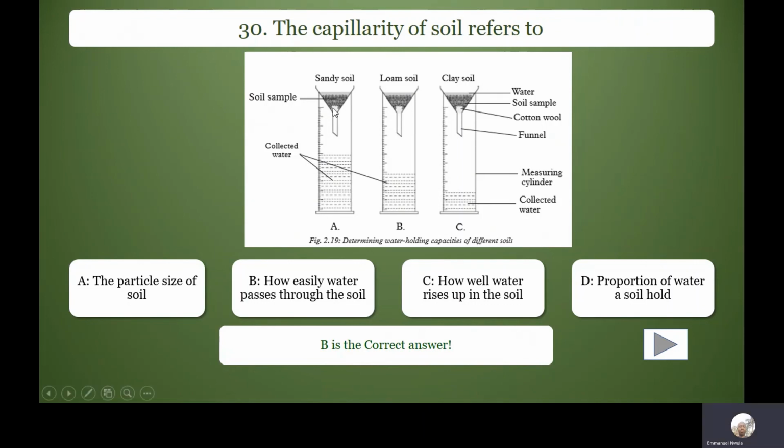If you carry out this experiment where you put a funnel and then you put the different soil samples and then you add water, you discover that water will easily pass through the sandy soil. So the tube with the sandy soil will collect more water, showing you that the capillarity of sandy soil is high, very high. It's the highest amongst the three.